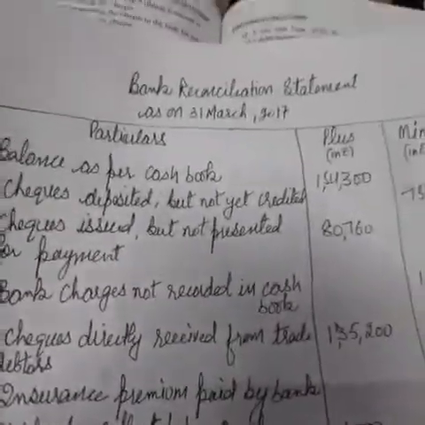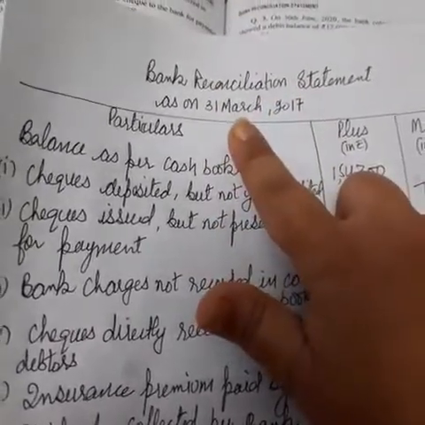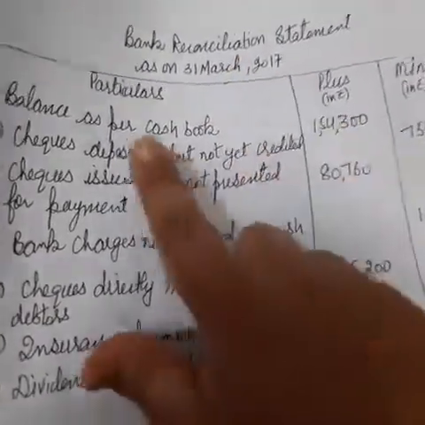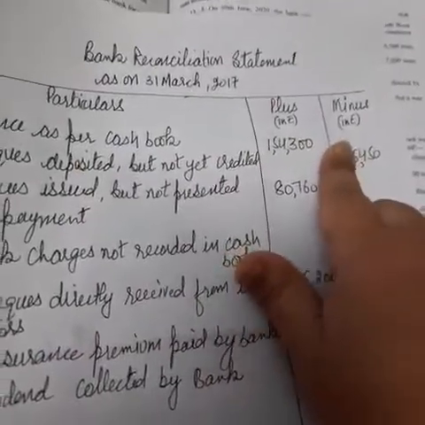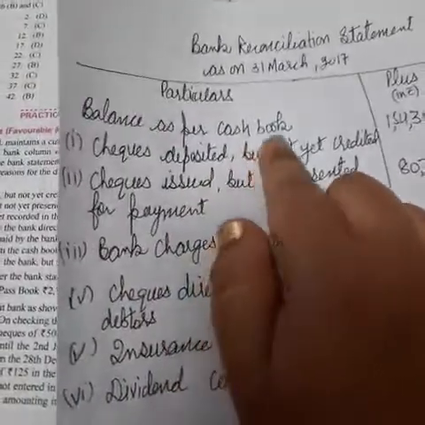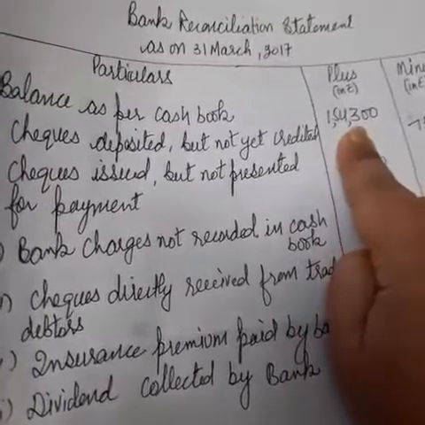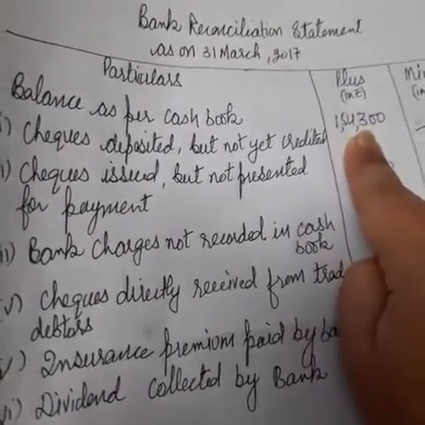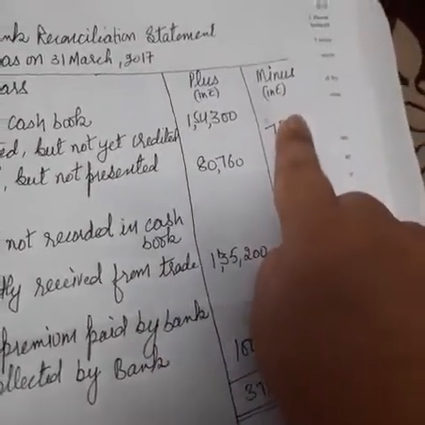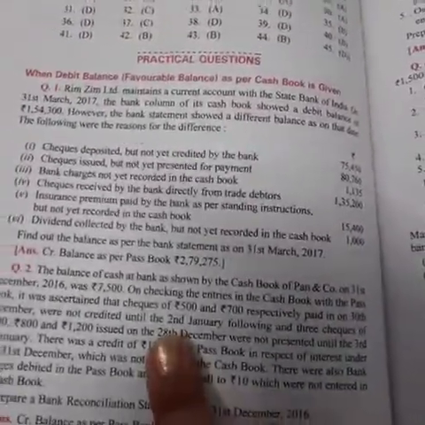See, I have firstly written here bank reconciliation statement. Now as on, because we are preparing it on a particular date, 31st March 2017. Then particulars, plus, minus, right? Then see, I have started this at balance as per cash book. Because this is a favorable balance, that is why I have written it on the plus column. If it will be a credit balance, then I would show it on the minus side. Okay, so it depends which balance is given in the question. Now let's read our first transaction.